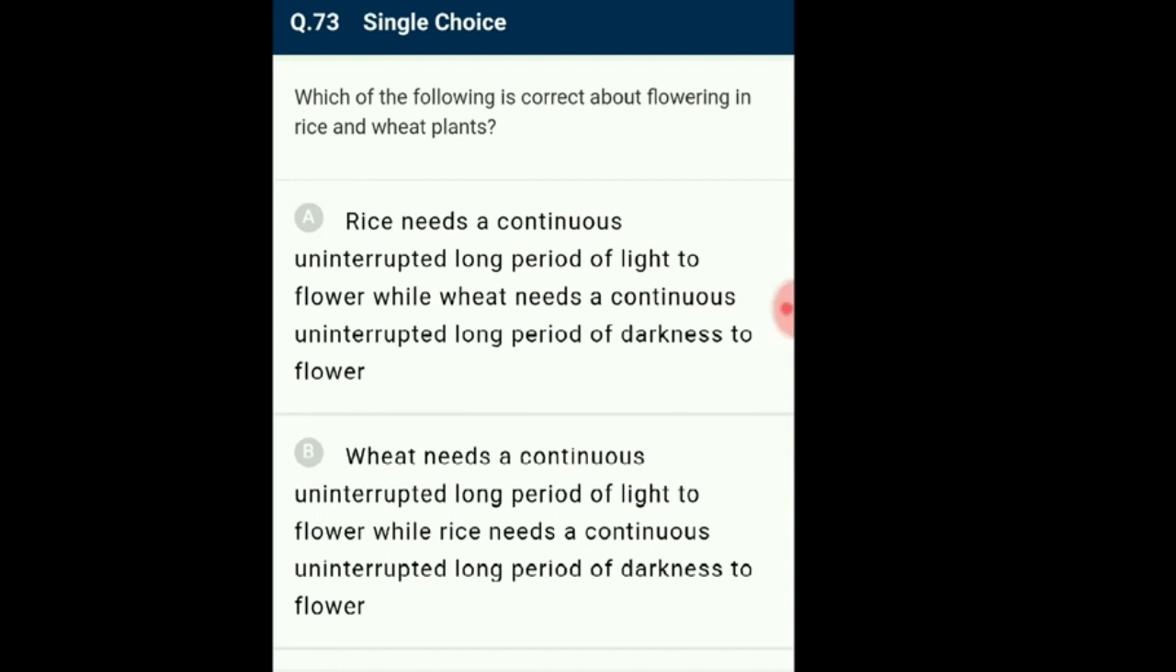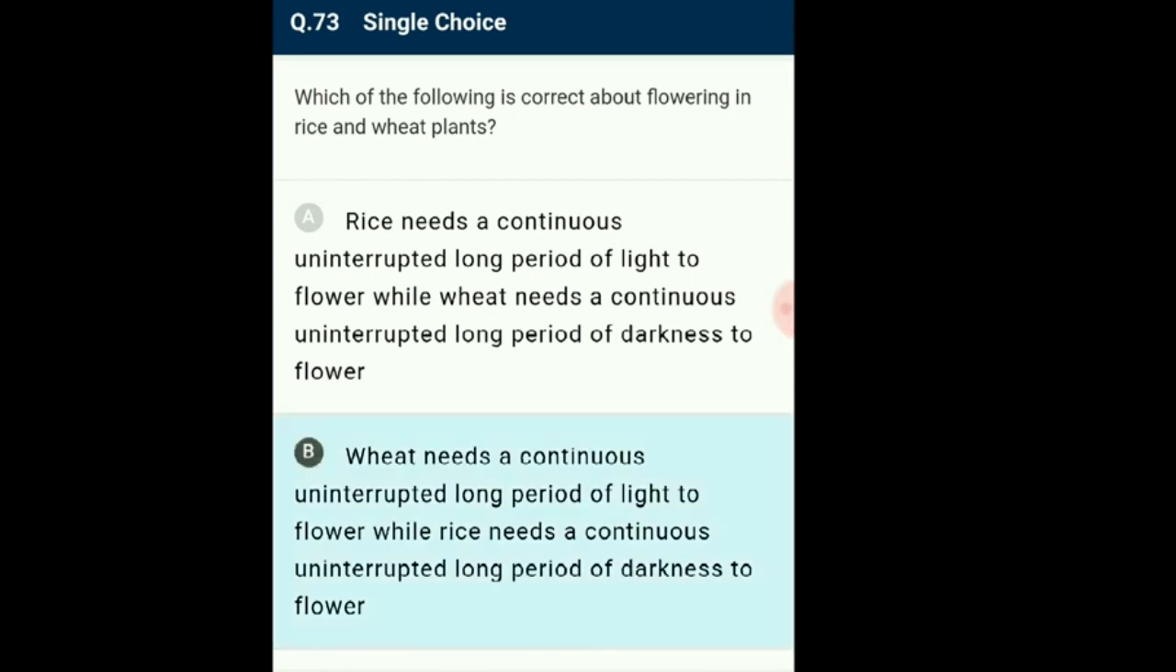Rice is a short day or long night plant. These plants give flowers on exposure to photoperiod equal to or shorter than their critical day length. They need a continuous dark period for flowering. So the answer for this question is option B.